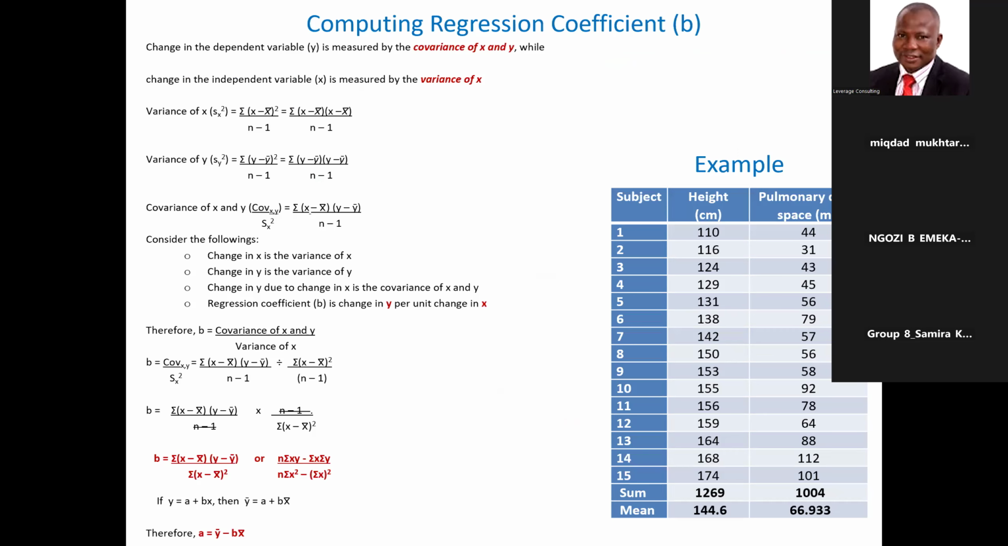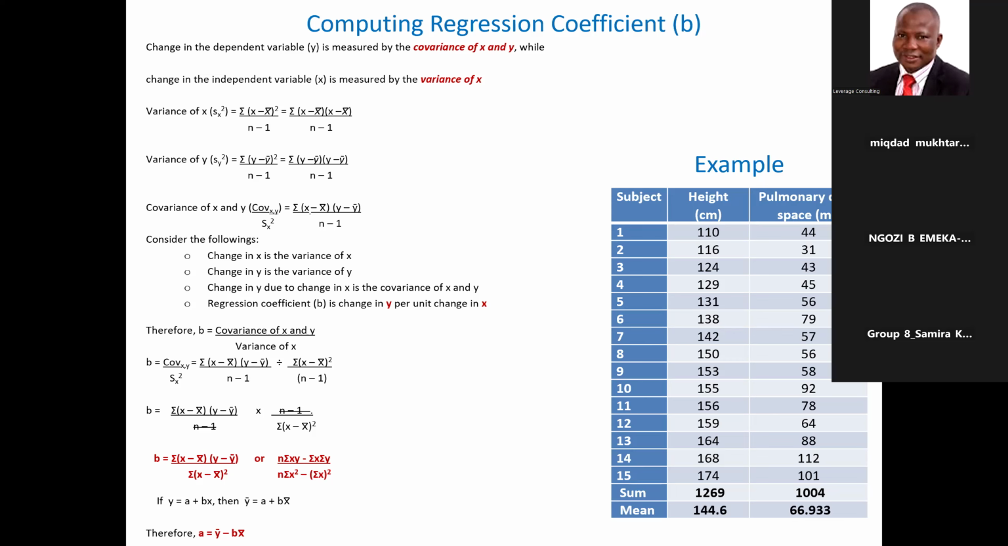So let's look at our data set. I don't want to bother you with this because it is the same data set I used for correlation. I put here height and pulmonary dead space. How do we derive the formula? Just like the way we derived the formula for correlation and covariance. Look at it here also. The same thing. Variance of X is this. Variance of Y is this. Covariance, we demonstrated that time.